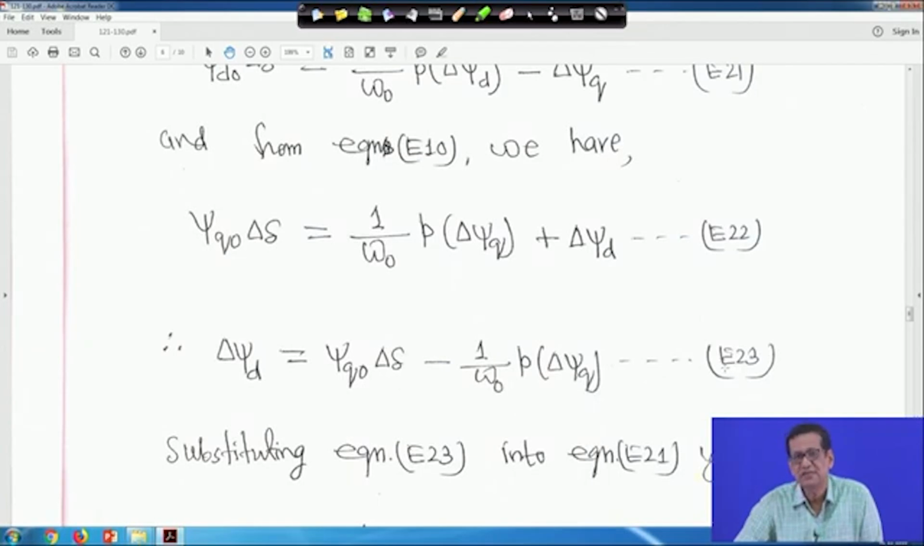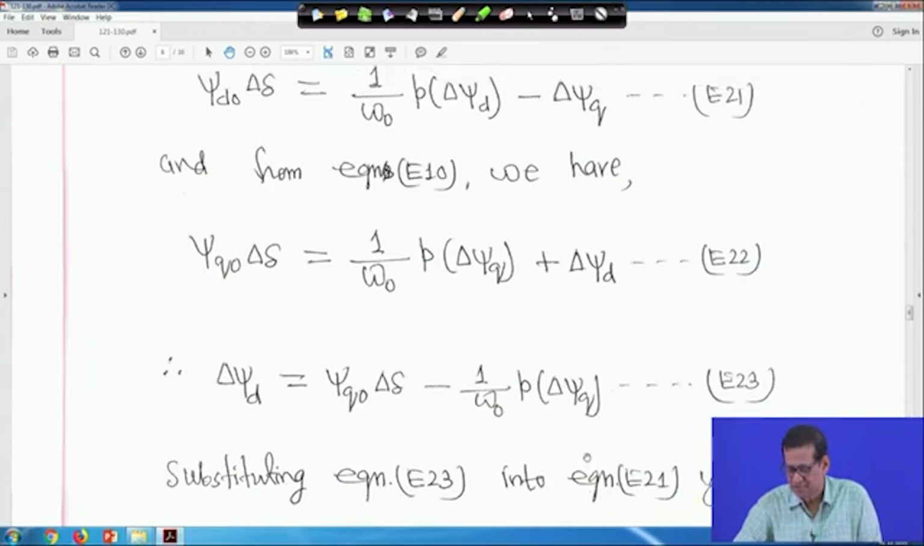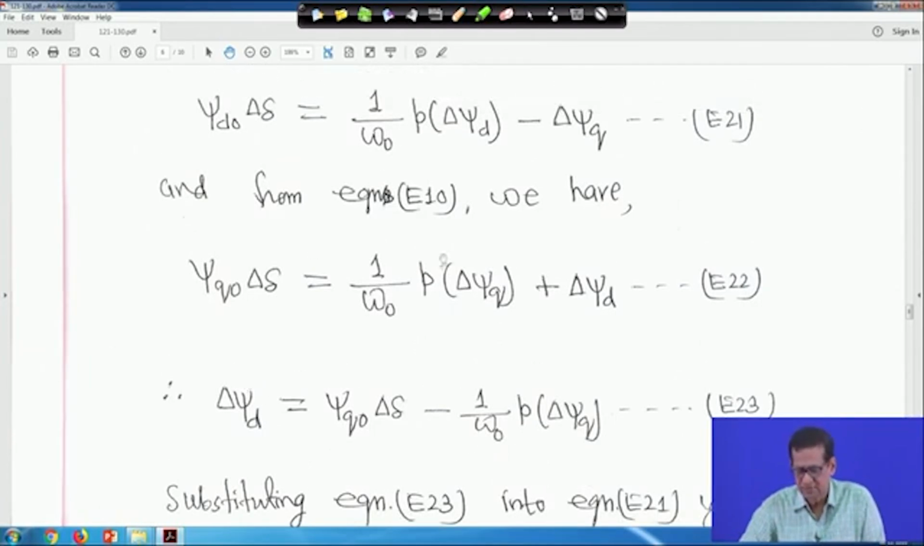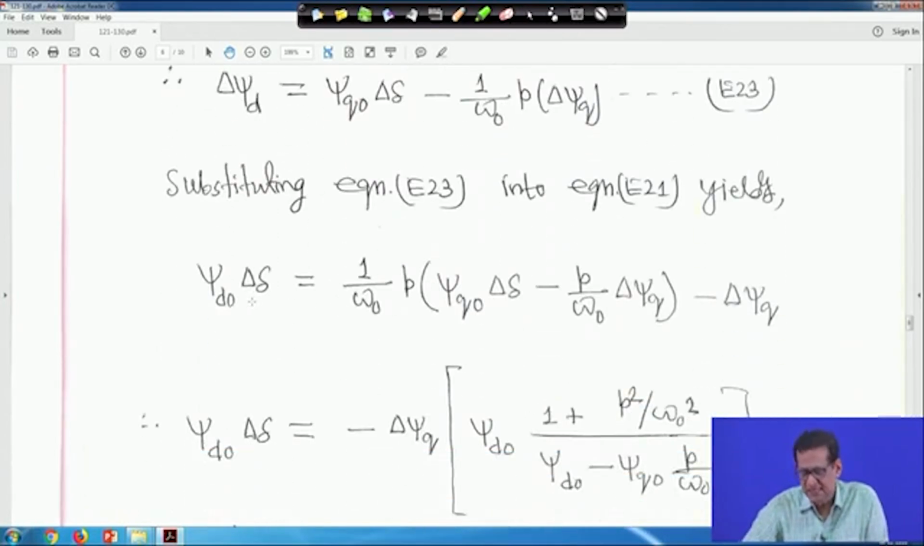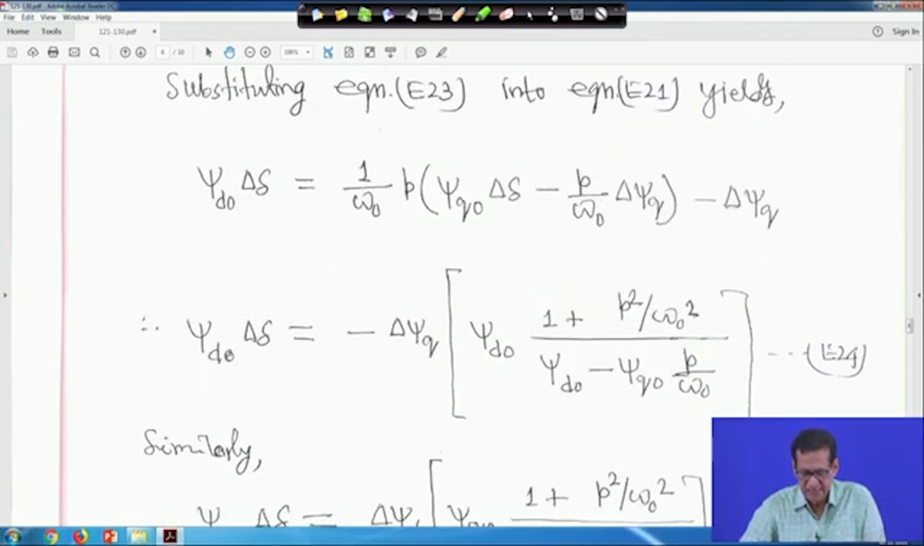This is equation E23. Now, if you substitute equation E23 into equation E21, with this delta psi d term substituted here and simplified, you will get psi d 0 delta delta is equal to 1 upon omega 0 p psi q 0 delta delta minus p upon omega 0 delta psi q minus delta psi q. Just simplify, and you will get this expression, or psi d 0 delta delta is minus delta psi q in bracket psi d 0, it is 1 plus p square upon omega 0 square, divided by psi d 0 minus psi q 0 p upon omega 0.